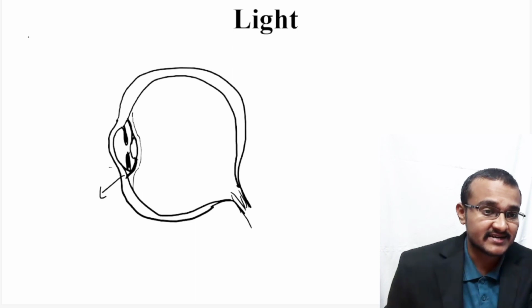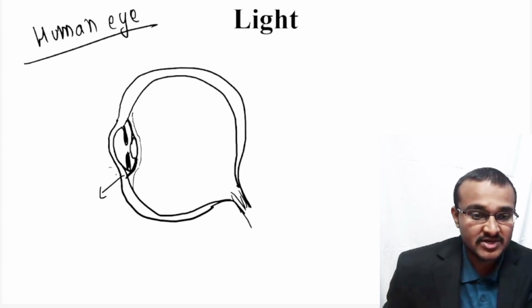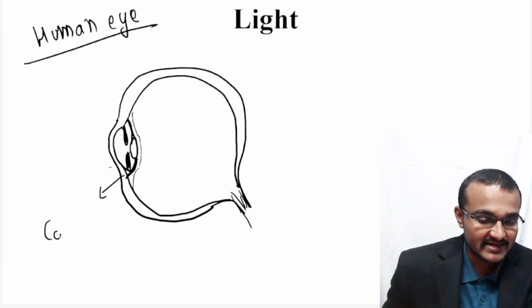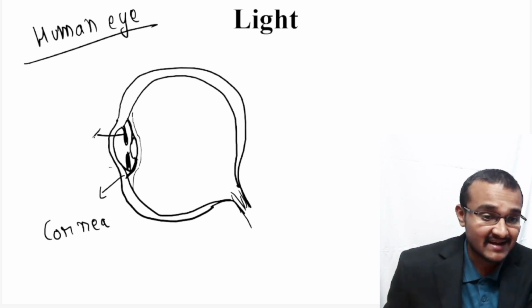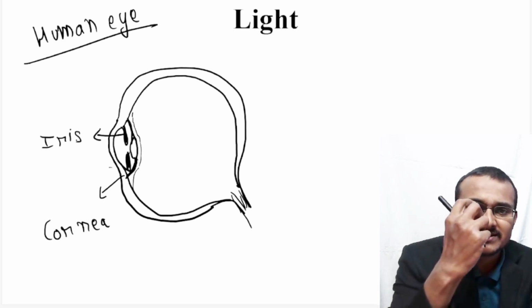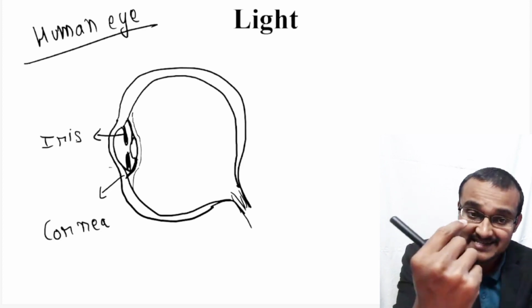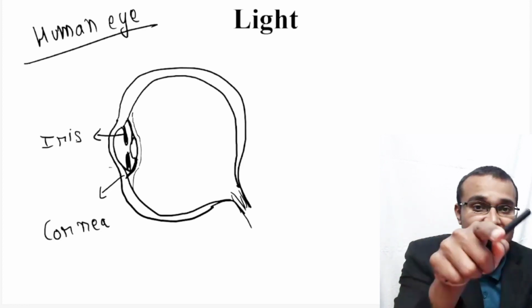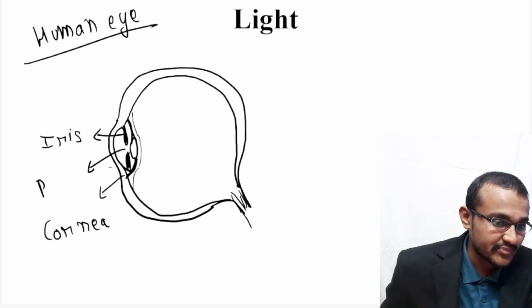Now let us understand the human eye. You can refer to your textbook for a beautiful diagram. I have drawn a rough diagram of a human eye here. The outer part of the human eye is known as the cornea, and the black colored part which you can see inside your eyes is known as the iris, and there is a little opening in the center of that black part. That is the opening through which light enters the eyes. That opening is known as the pupil.